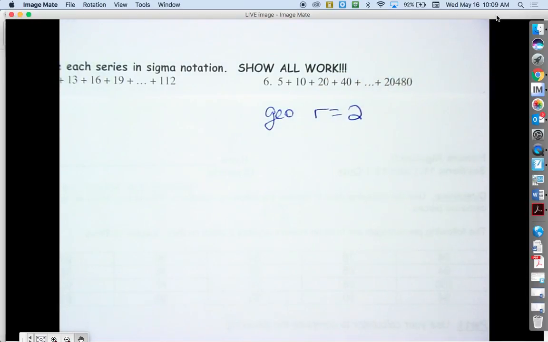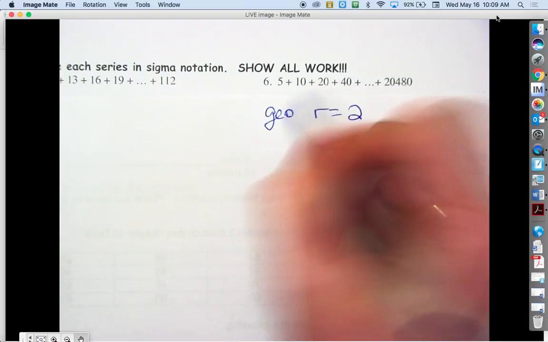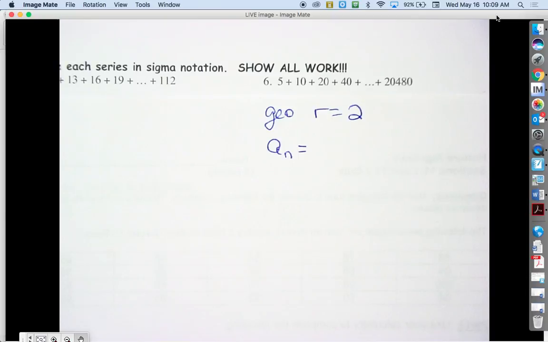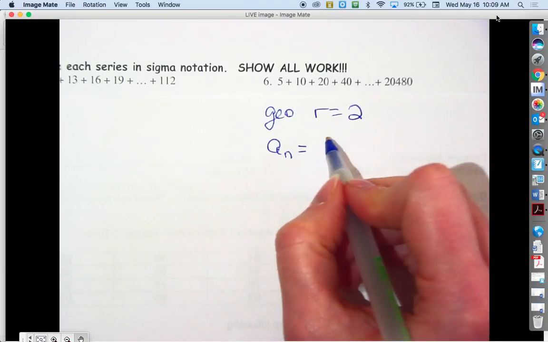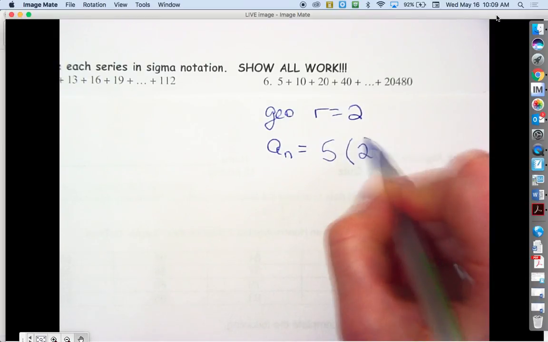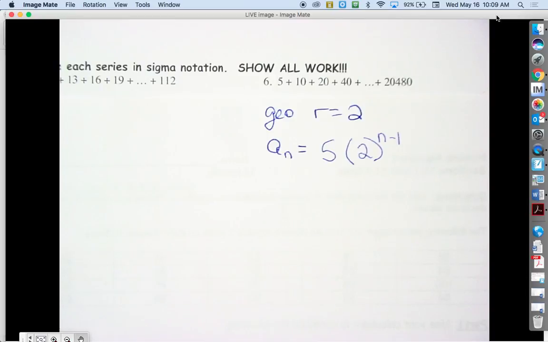So once you know it's geometric, the second step would be to find the formula. Ethan, do you know what the formula looks like? What's the first term? 5, and then 2 to the n minus 1. So that's the formula. So now we have the first part done. We knew it was geometric. We use a geometric formula.